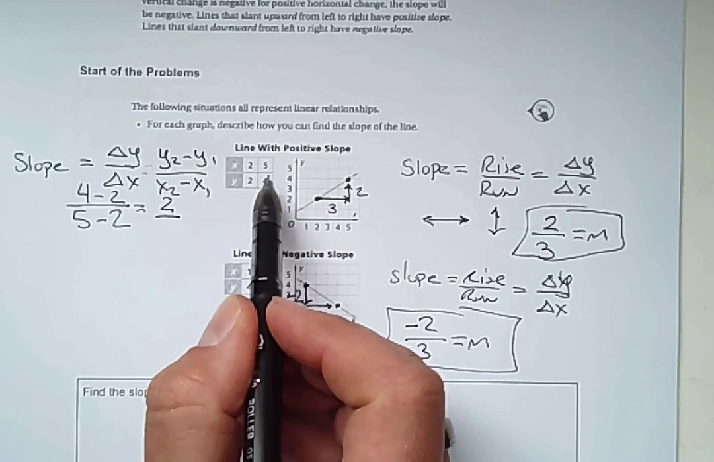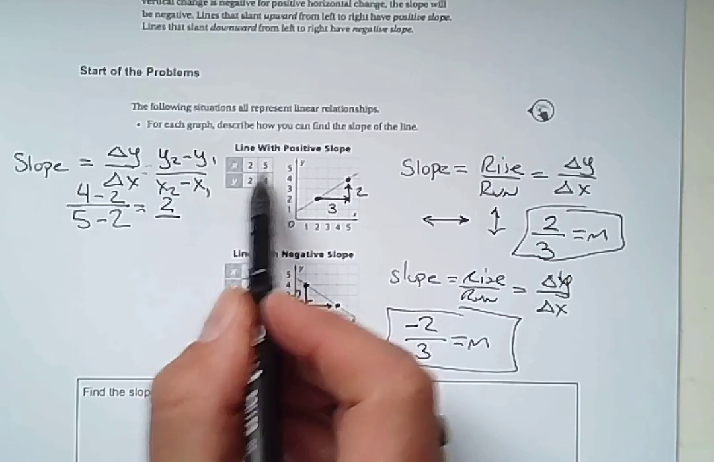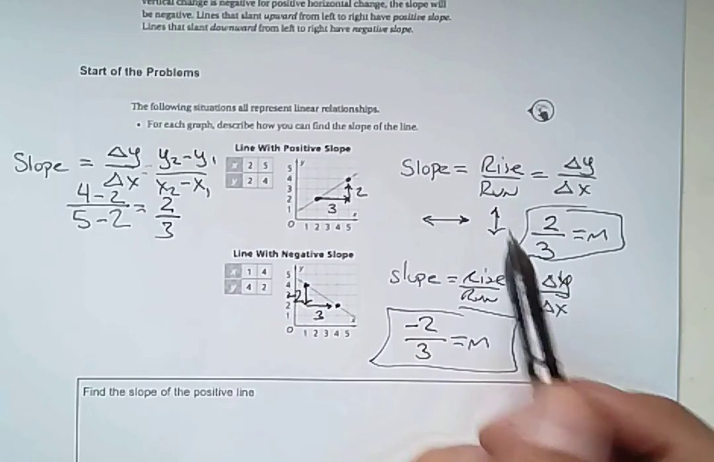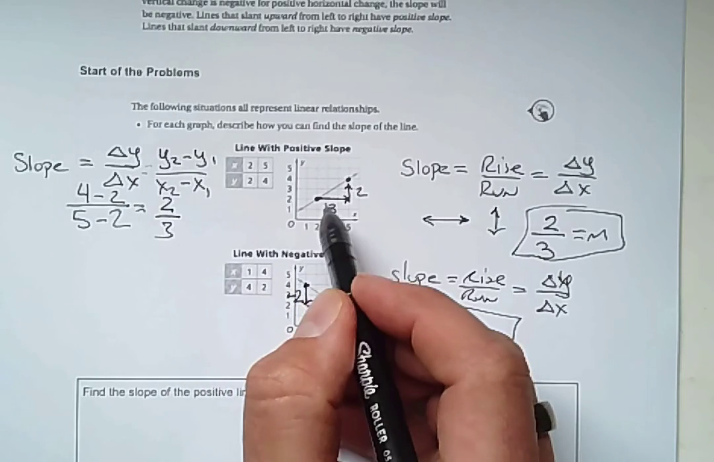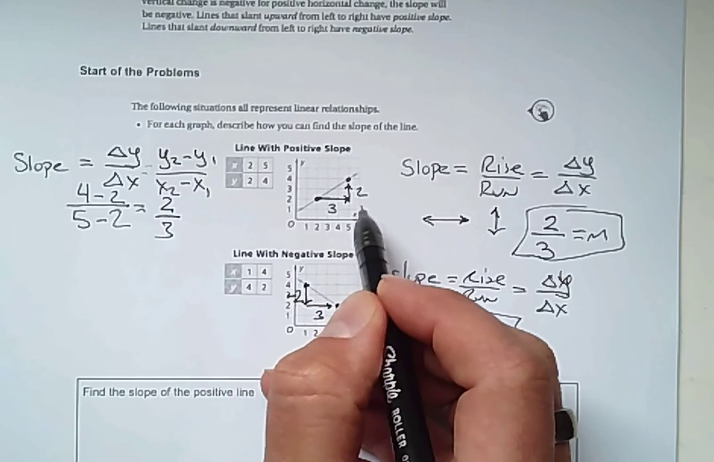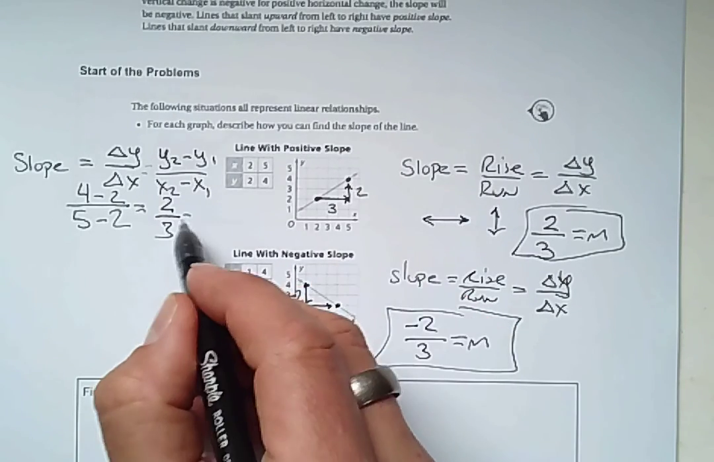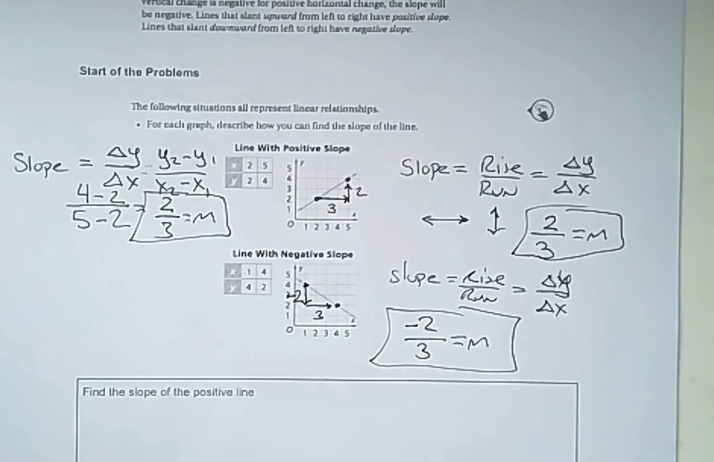And horizontally, we can see it goes from 2 to 5. That's a change of 3. So really all we're doing is seeing that it's confirmed that it's gone over 3 and up 2. And so that is the slope.